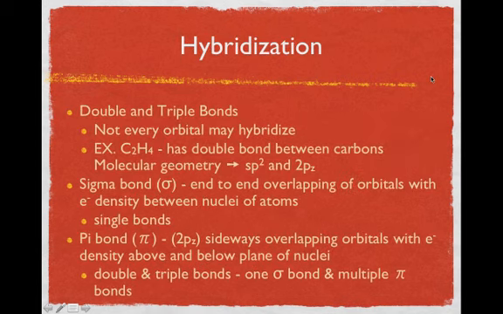Okay, double and triple bonds. So we've done all single bonds so far. Not every orbital may hybridize. So, for example, C2H4 has a double bond between the carbons. One of the double bonds will be in the hybrid, and the other one is not hybridized. Okay, let's draw.